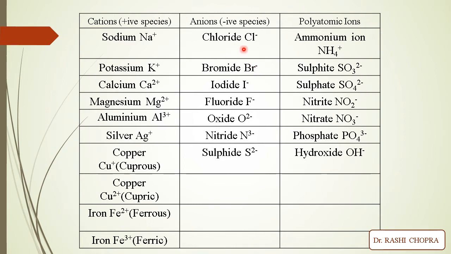So chloride, Cl -1 charge it has. Bromide also has -1 charge. Iodide has -1 charge. Fluoride has -1 charge. Oxide has 2 minus charge on it. Nitride has N 3 minus charge. Sulfide has S 2 minus charge.